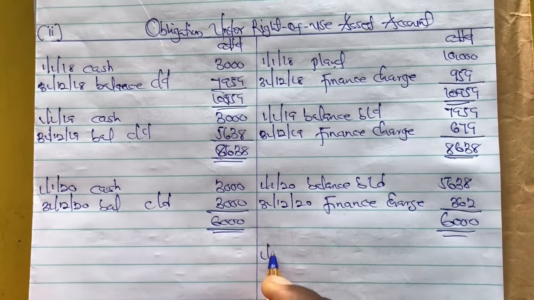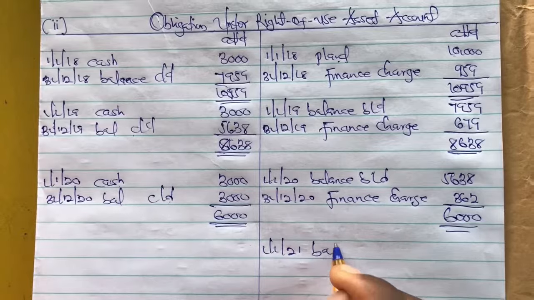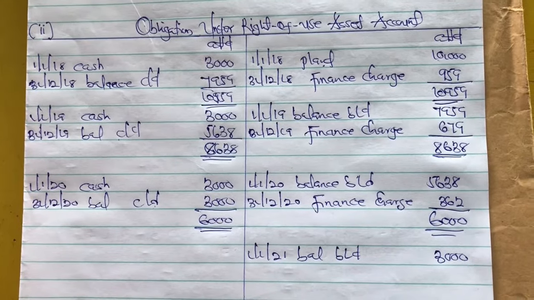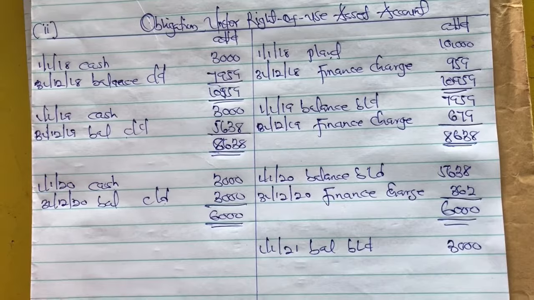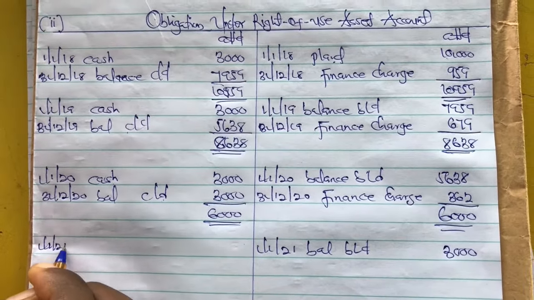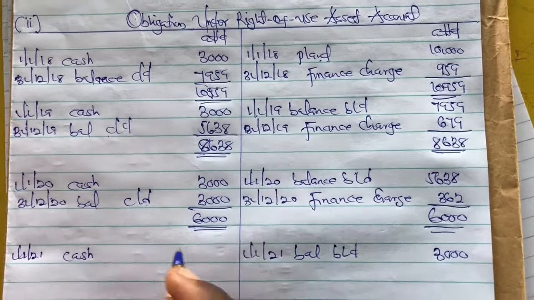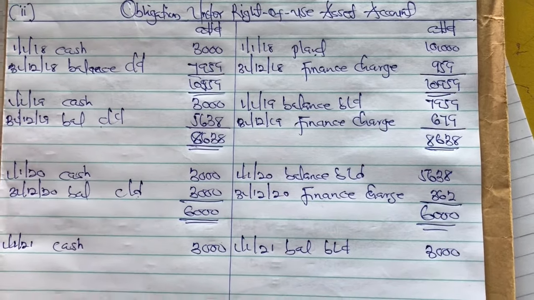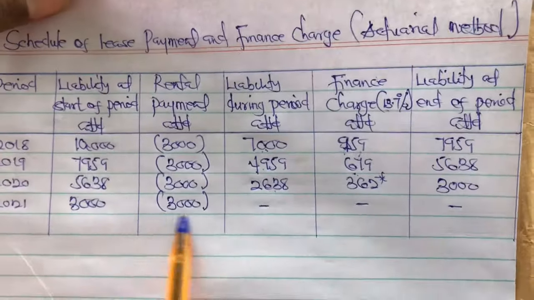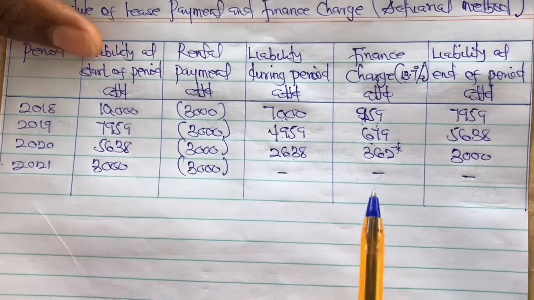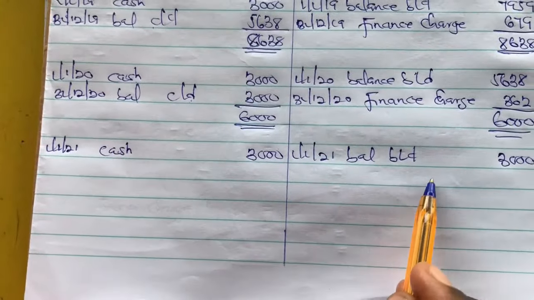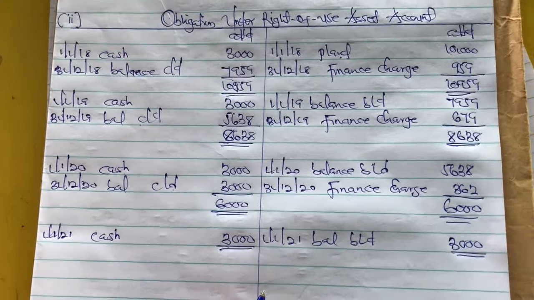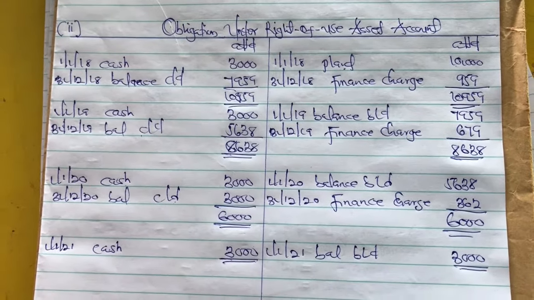So we are going to have 1st January 2021, a balance brought down of 3,000 Ghana cedis. But remember that for 2021 there was also a cash payment at the beginning of the year, that is the rental payment of 3,000 Ghana cedis. But there is no finance charge for 2021, so the account has been closed automatically. There is no finance charge, there is no closing liability as well. So this is how we prepare the obligation and the right of use asset account.